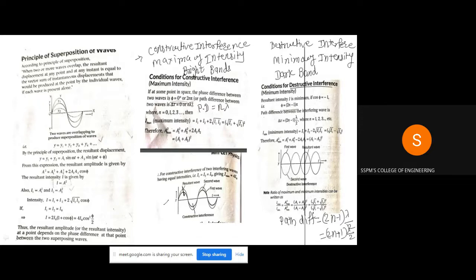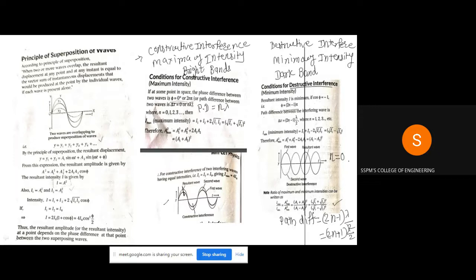Then this condition is called the condition for destructive interference. When to consider minus and when to consider plus? That depends on where your n starts from. If n starts from 0, then you should take this as the condition for destructive interference: (2n + 1) into lambda by 2.